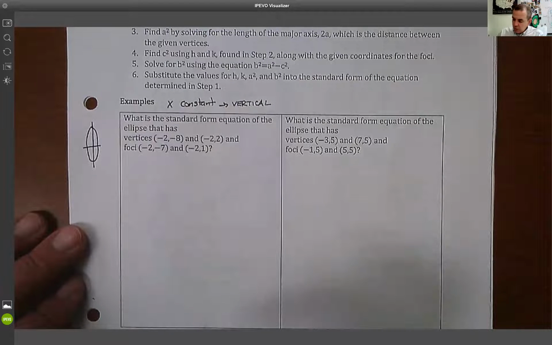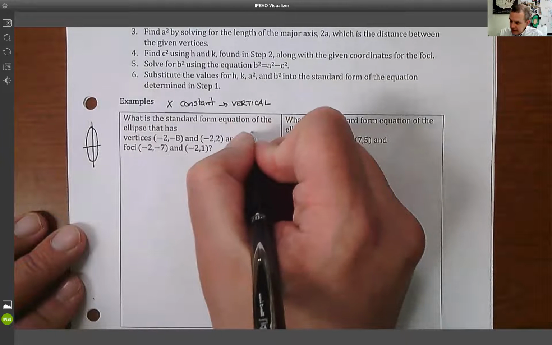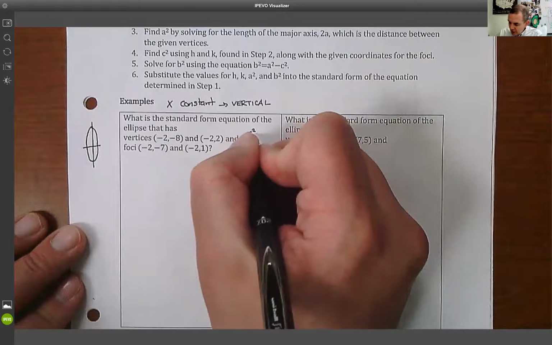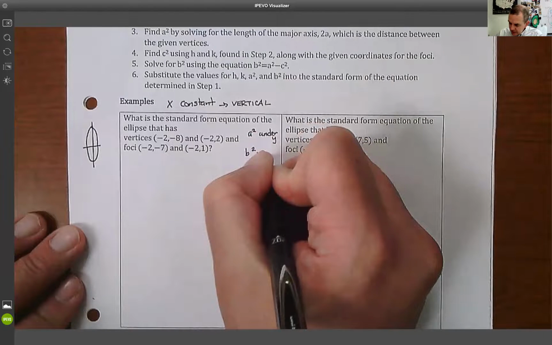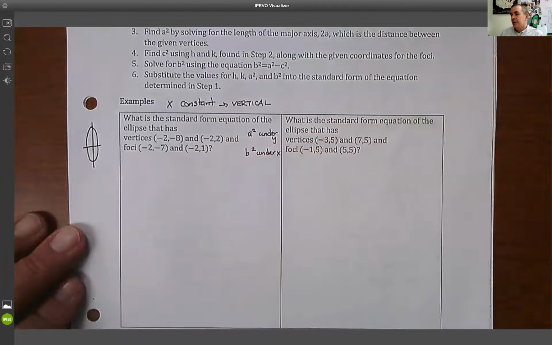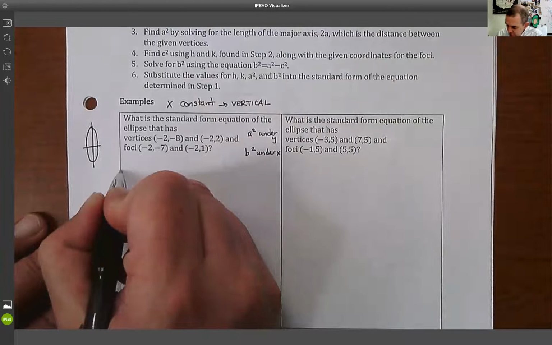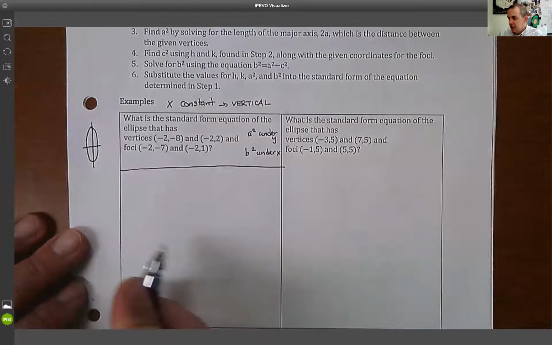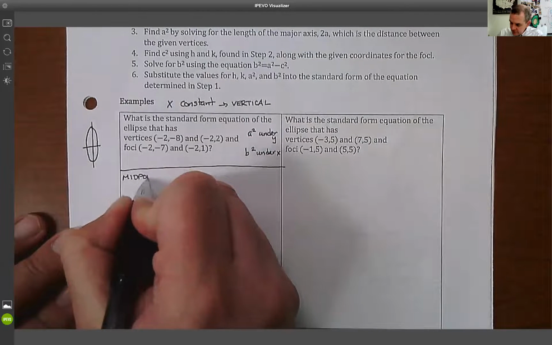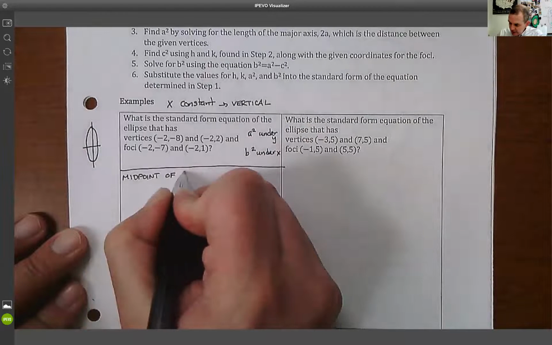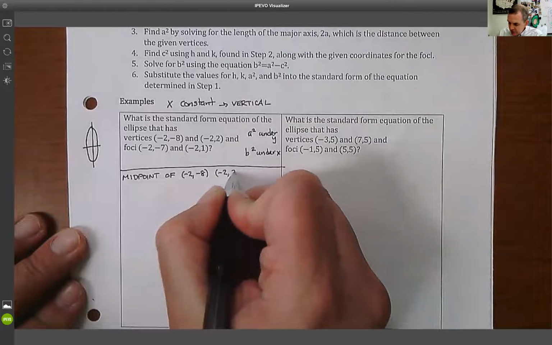So since we're going to have a vertical ellipse, the a squared goes under the y. The b squared goes under the x. Now the process in doing it is the first thing I want to do is find the midpoint between the vertices. So what I'm trying to find is the midpoint of -2, -8 and -2, 2.